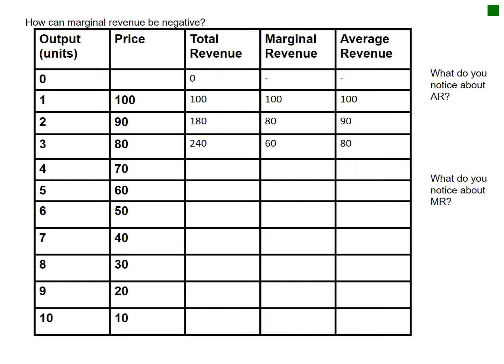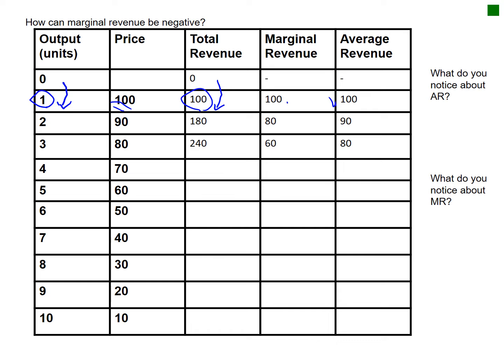All right, so for 0 units, we have 0 total revenue, and we don't have a marginal or average revenue. If we are selling now 1 unit, the price is 100, so the total revenue is 100, which is 1 times 100, and the marginal revenue is the change in total revenue, so the revenue from 0 to 100 is 100. And the average revenue is nothing more than total revenue divided by the output, which is the same thing as the price. So there you see the equivalent of the price.